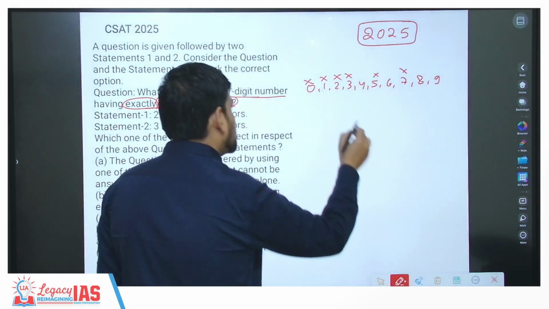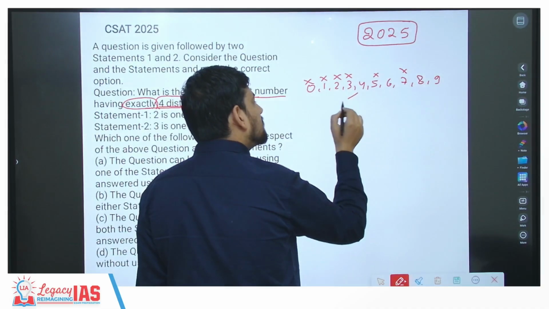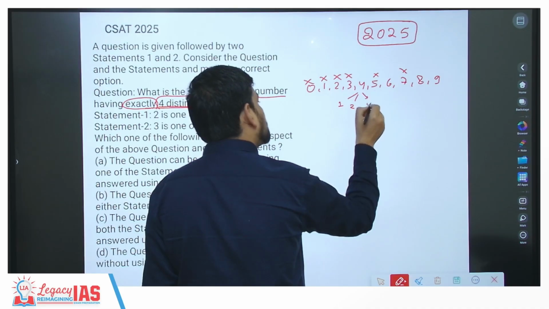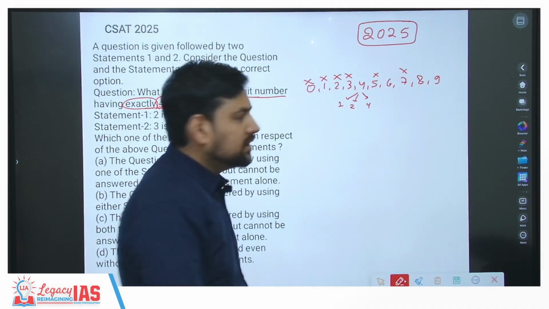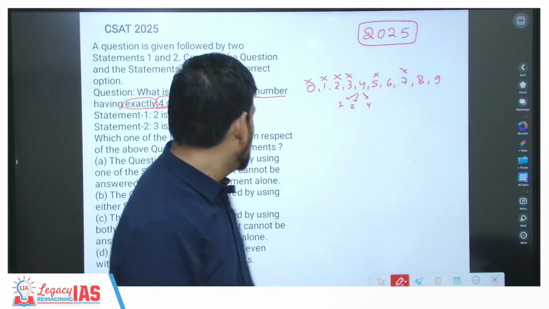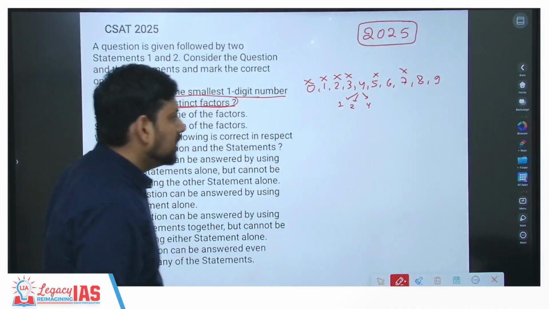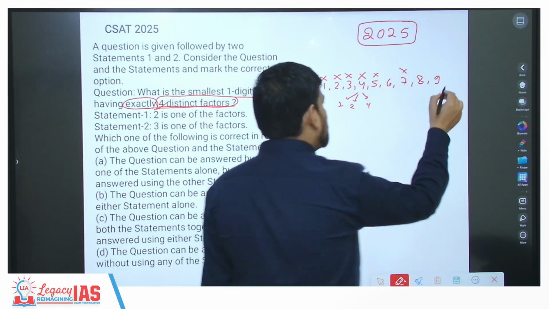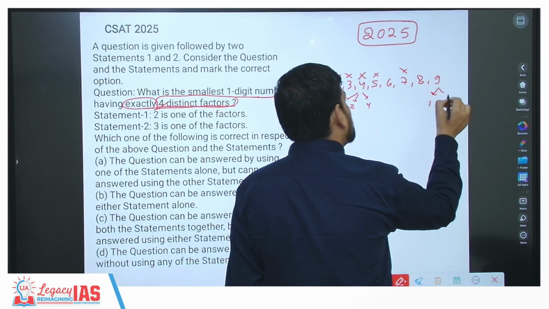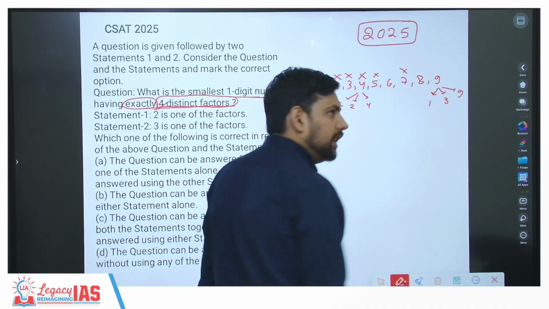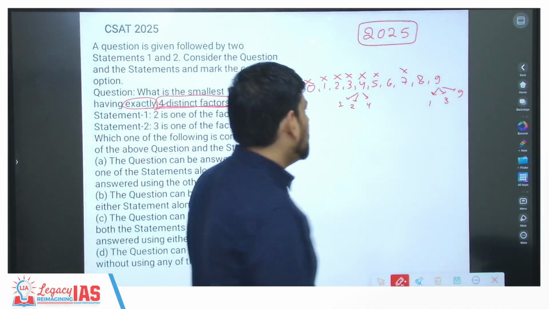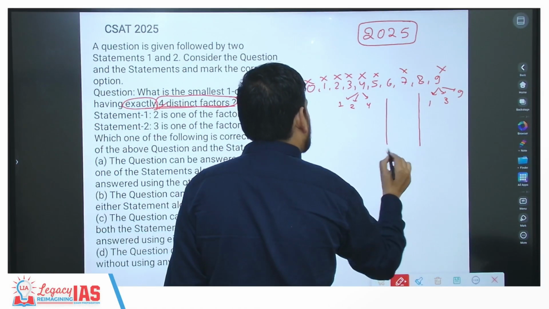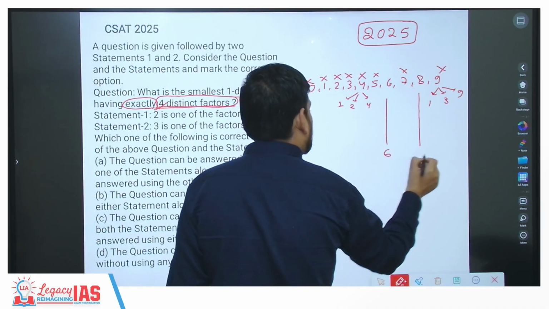Now let's see this. So 4, what are these factors? 1 is a factor, 2 is a factor, and next 4 is a factor. These are 3 factors, but how many factors do you need? You need exactly 4 distinct factors. So 4 is also gone. Then similarly, if you look for 9, the factors are 1, 3 and 9. Any more factors? No. So this also has exactly 3 factors. This is also gone. Now you're left with only 2 options, that is 6 or 8.